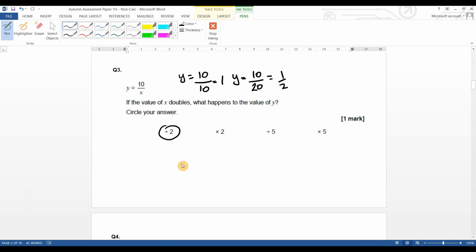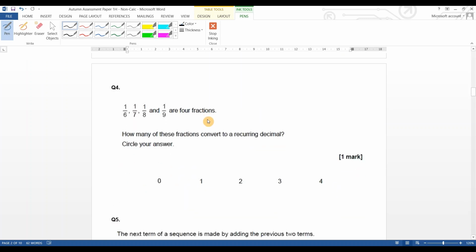Yeah. So anything like this, it's a good idea just to substitute any value for x. You could have called it anything, really. Even if you doubled it, you would have seen that if you double it, it technically will halve the value of y. Let's move on.